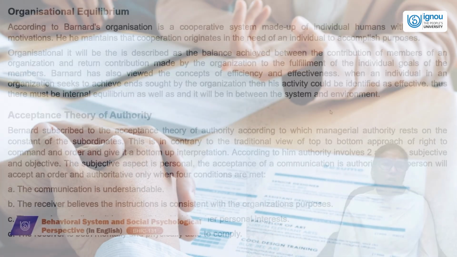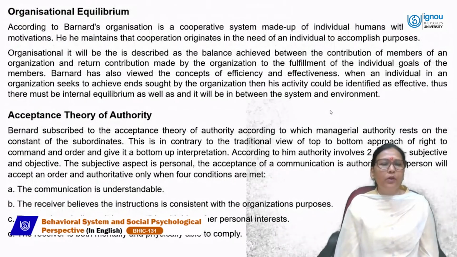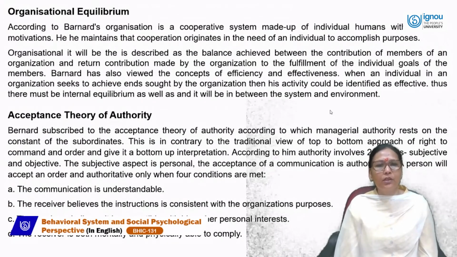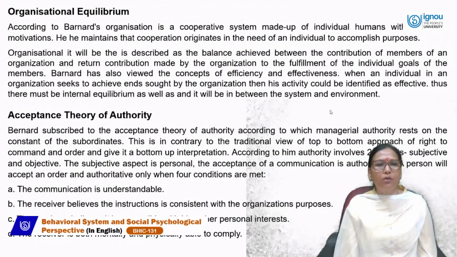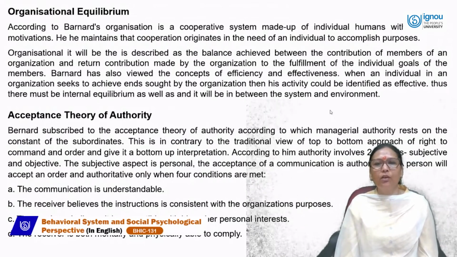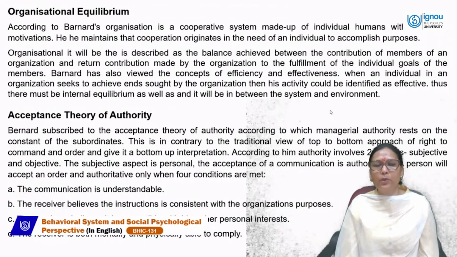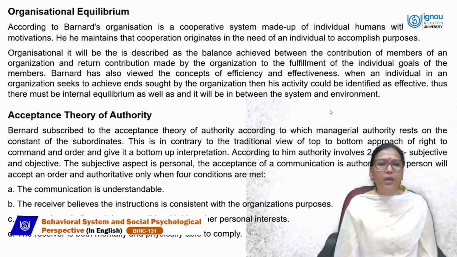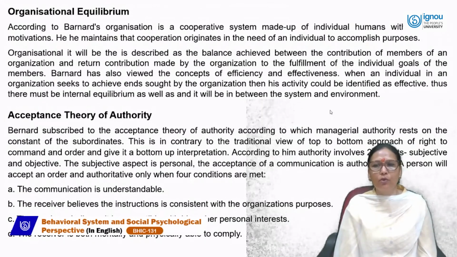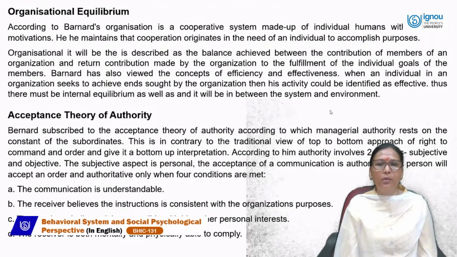Next theory was the organizational equilibrium. According to Barnard, organization is a cooperative system made up of individual humans with individual motivation. He maintains that cooperation originates in the need of an individual to accomplish purposes. Organizational equilibrium is described as the balance achieved between the contribution of members of an organization and the return contribution made by the organization to the fulfillment of the individual goals of the members.